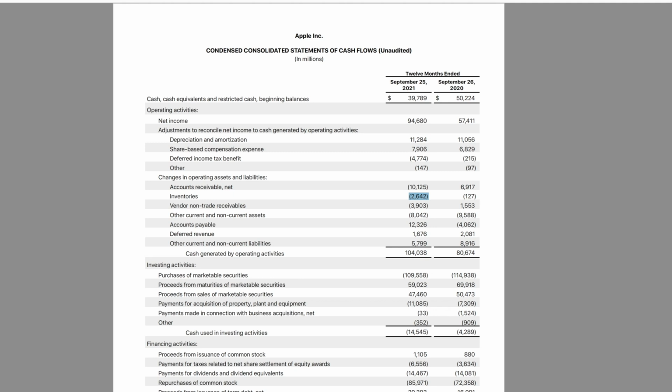And you can see that here, because accounts payable increased by $12 billion year over year, it is actually added on the cash flow statement, basically adjusting profit, adding the cash inflow from accounts payable to then calculate cash flow from operating activities.